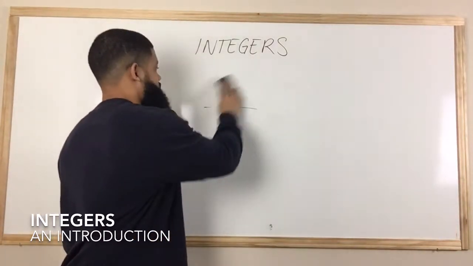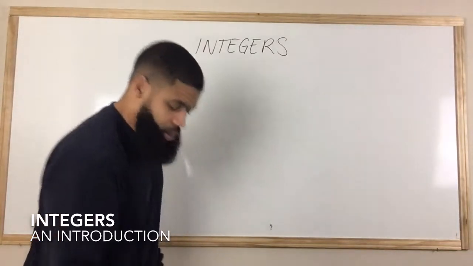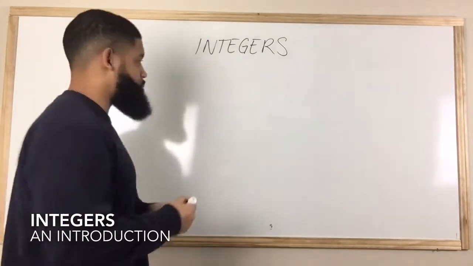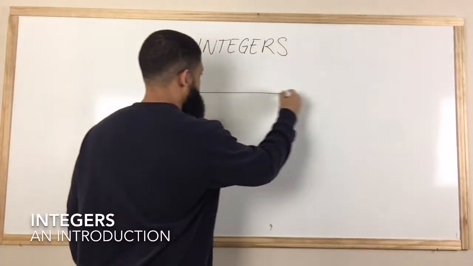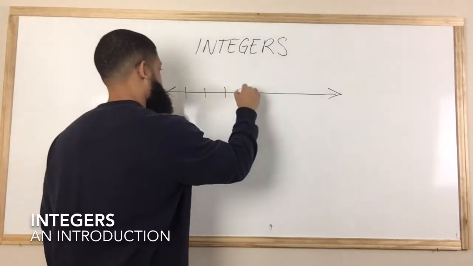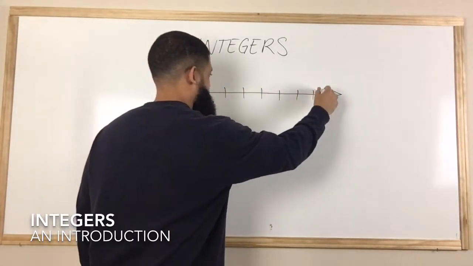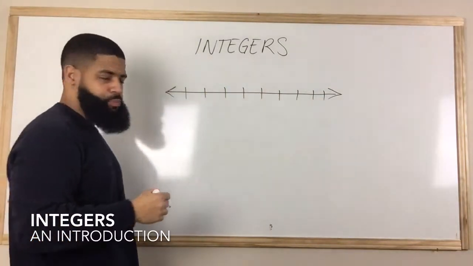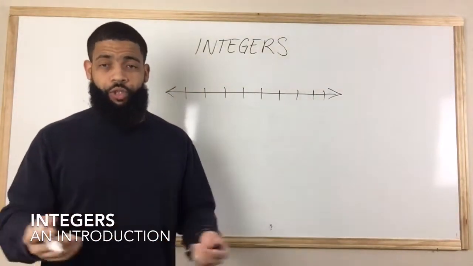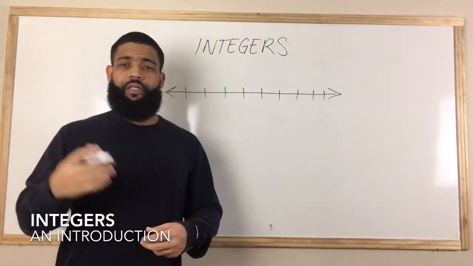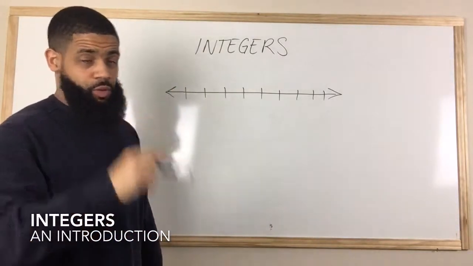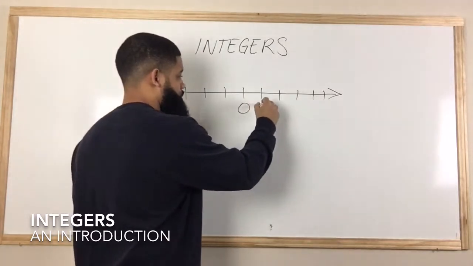So what happens is we have to introduce a different set of numbers to our students. So let's draw a number line here. And on this number line, we typically teach kids, when we teach them how to count, 1, 2, 3, 4, 5, etc. But most times we don't teach kids about 0, first of all. So let's put a 0 here.